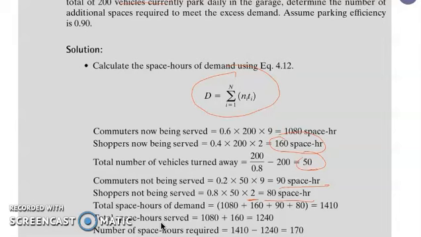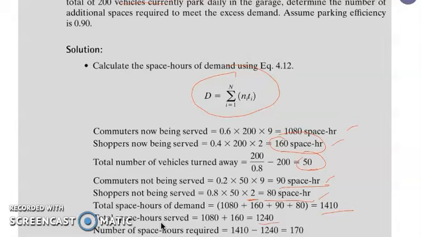So the total space hours of demand, you simply have to add our 1080 plus our 160 plus our 90 plus 80. So this is the total space hours of demand. It gives us 1,410. And the total space hours served is the total space wherein the commuters and the shoppers were able to use the parking garage. So that will be 1,080 plus 160. So it gives us 1,240.